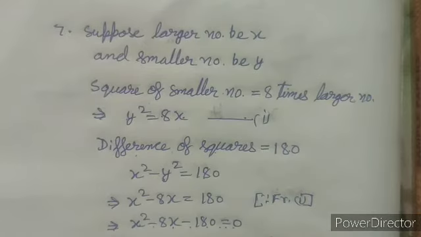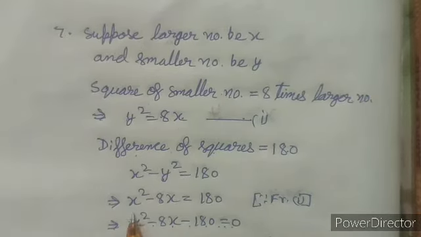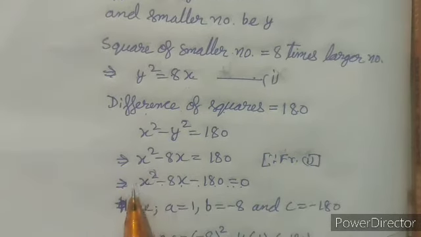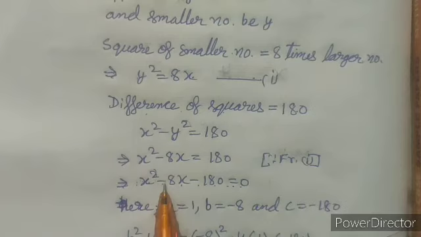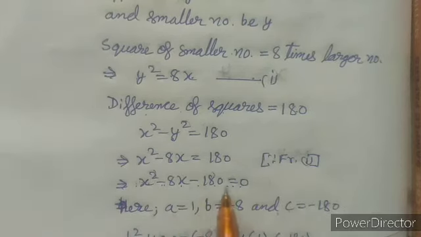Now we are solving it by quadratic formula. So first of all, a will be the coefficient of x square, so here a will be equal to 1, b will be the coefficient of x, that was minus 8, and c will be the constant term, that was minus 180.